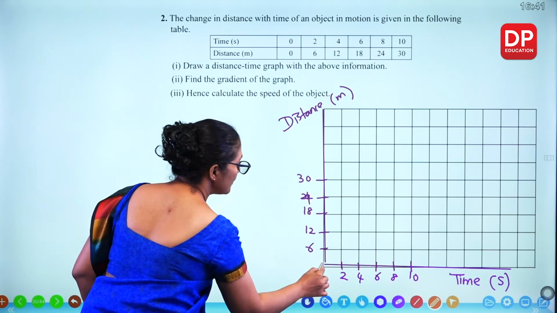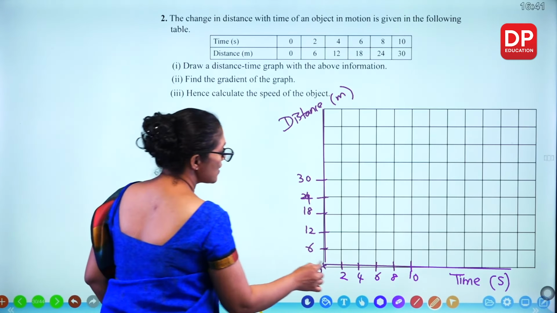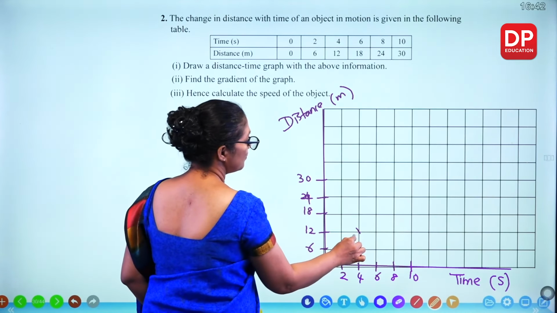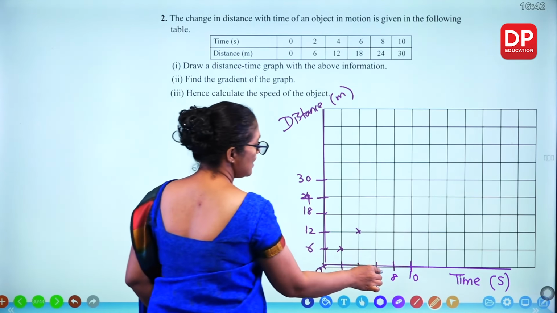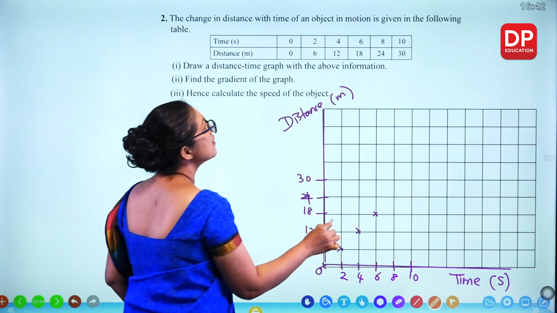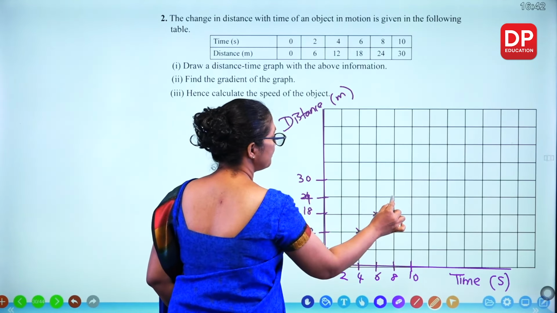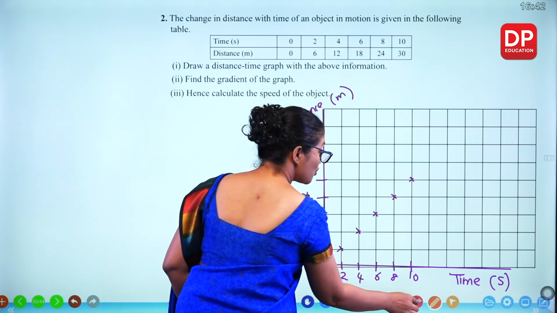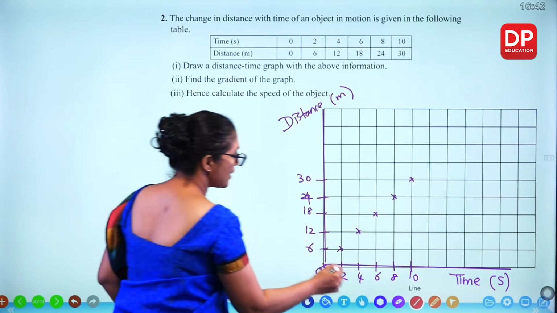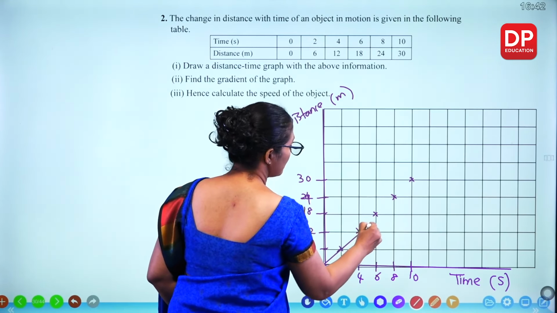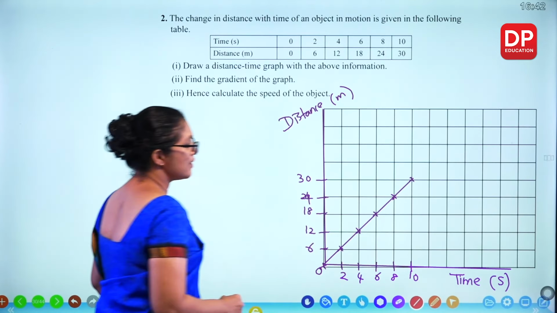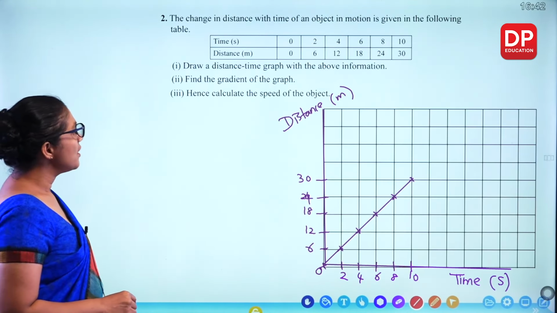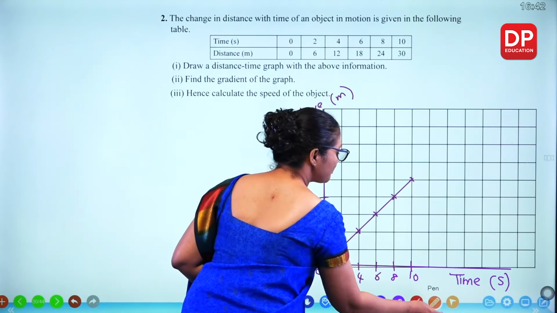0, 0, that's this point. 2, 6. 4, 12. 6, 18. 8, 24 and 10, 30. Then what do you do? You connect the points. So you get this straight line. That's the distance time graph. Now we'll try to answer the questions.